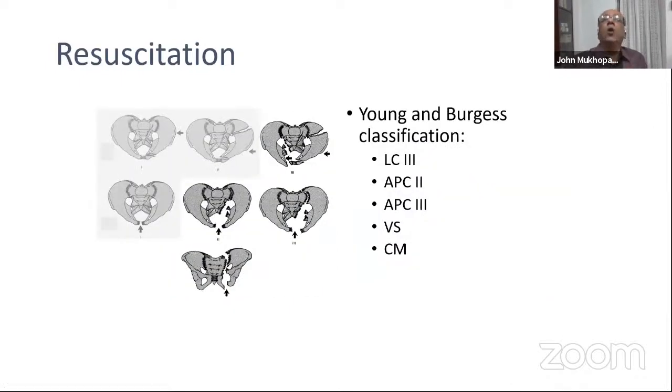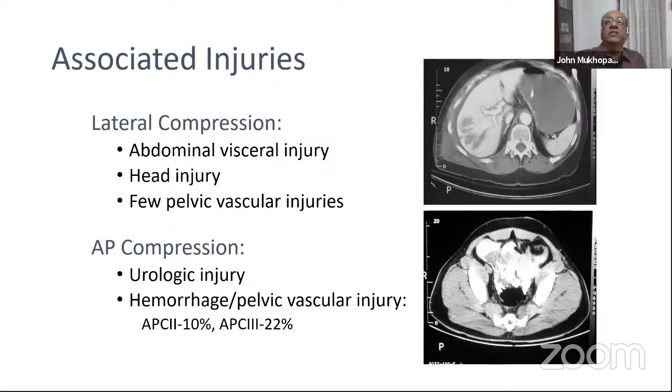superiorly. Now, in terms of resuscitation, in terms of hemodynamic stability, if you look at the Young Burgess classification, it is the LC3, the APC 2 and 3, the vertical shear, and the combined mechanism of injuries which most often would require resuscitation. They also have a higher chance of associated injuries, such as abdominal visceral injuries, head injuries, and vascular injuries. And vascular injuries are most common in the APC 2 or 3 type of injuries. So I think there's some correlation between the fracture pattern and the severity of injury and the requirement for resuscitation, and also visceral injuries and bleeding.